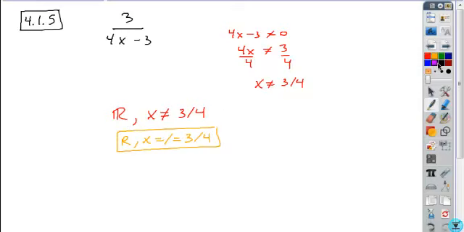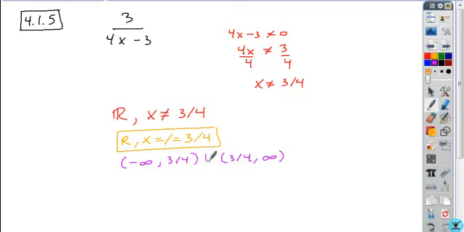You can also represent it using interval notation. If you're using interval notation, you'll set up your interval. Everything except for 3/4 extends from -infinity all the way to that value 3/4. It doesn't include 3/4, so a parenthesis. And then it extends from 3/4, again without including it, all the way to positive infinity.